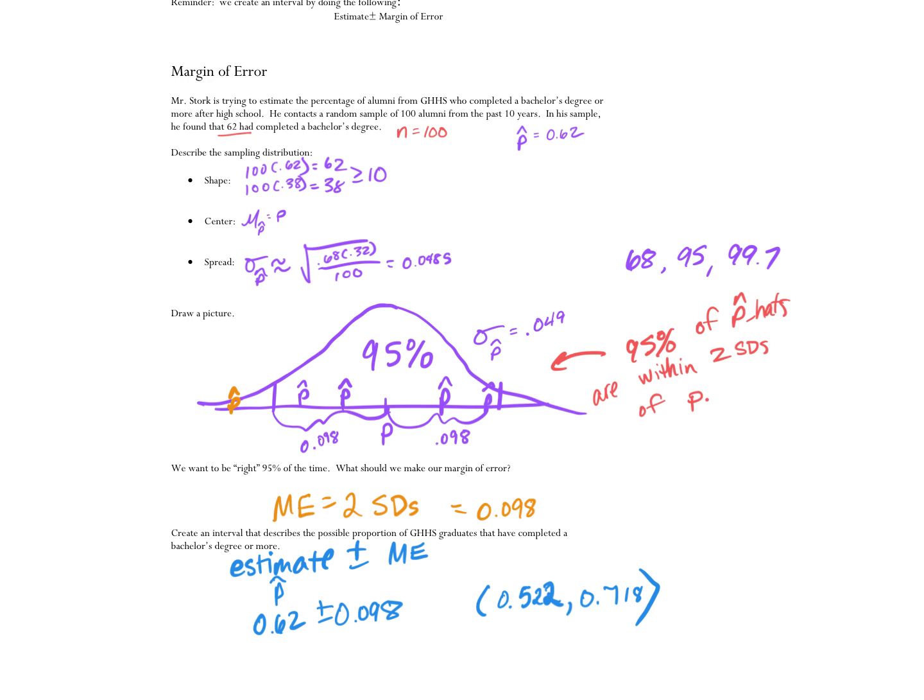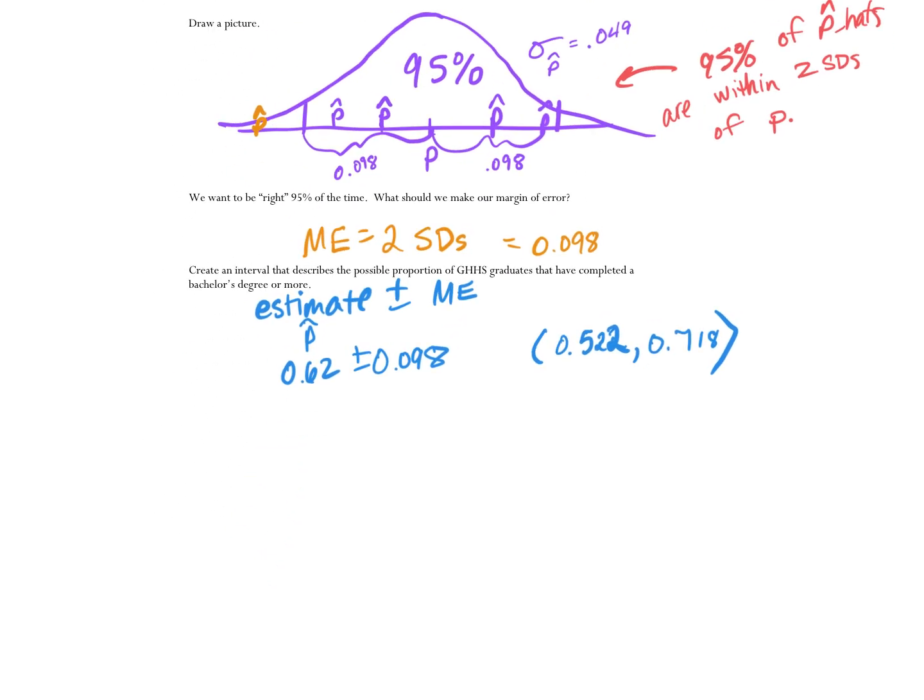Okay. All right, so guys, can Mr. Stork say that if this sample actually happened, which it didn't, more than half of Grandview students finish a 4-year degree within 10 years? Yes. Something like that, yeah. Everybody good? We see the basic premise of this?